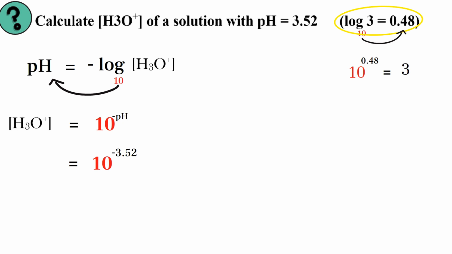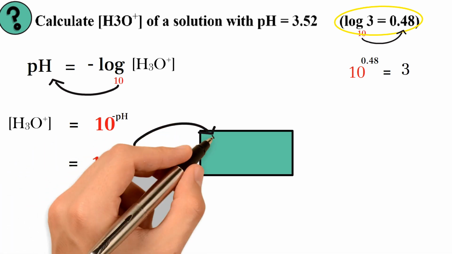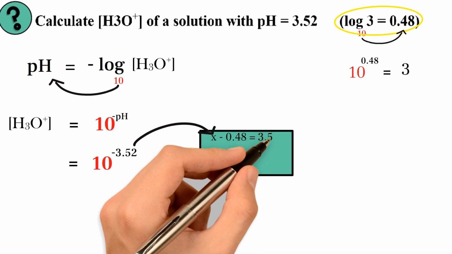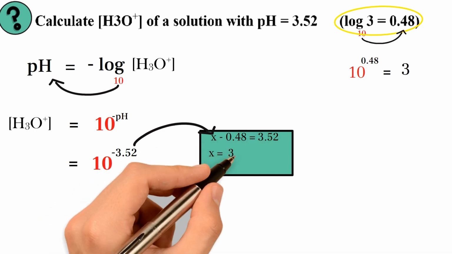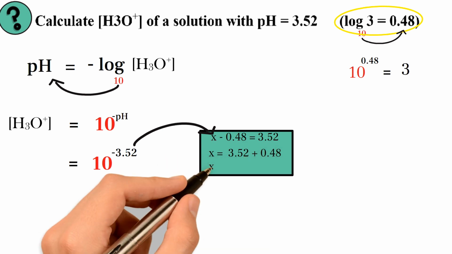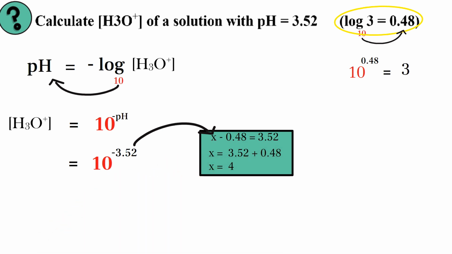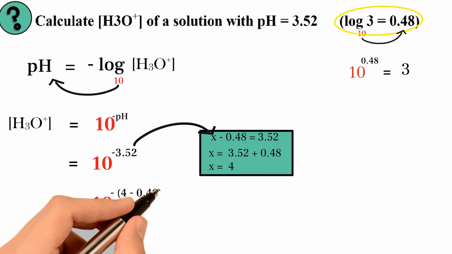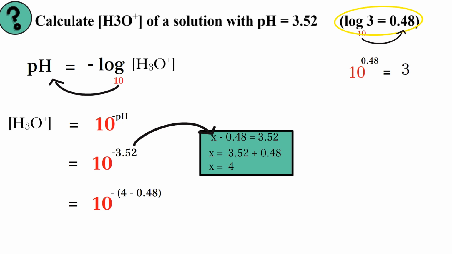How can we solve that? Let's see. So we are going to substitute a value equal to 3.52, which is x minus 0.48. As we can see, x is equal to 4. So the concentration of H3O+ ions is equal to 10 to the power of negative 4 minus 0.48. So the result after substituting the values is 3 times 10 to the power of negative 4.